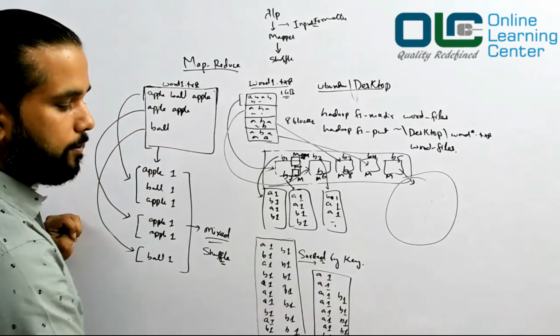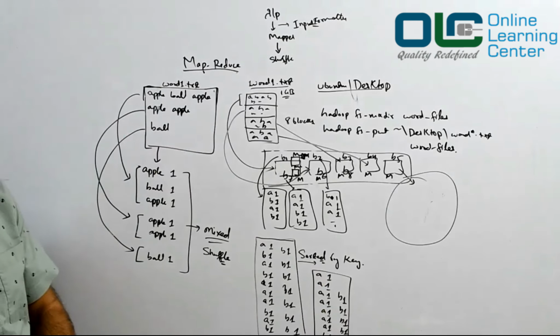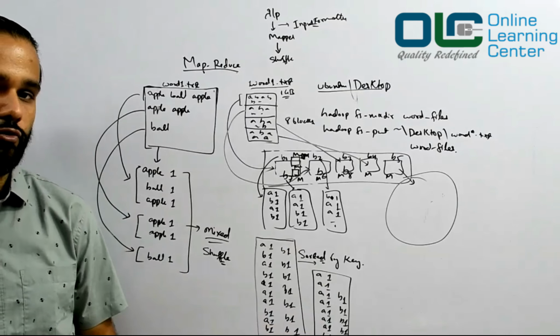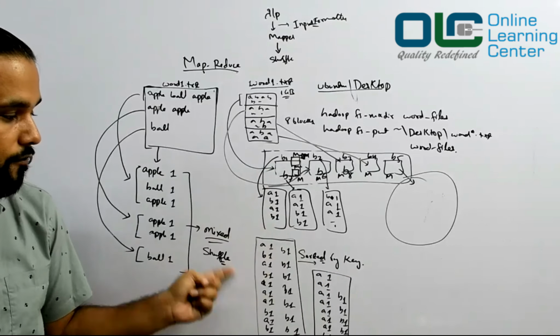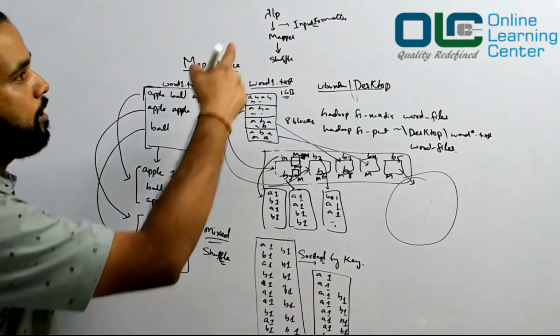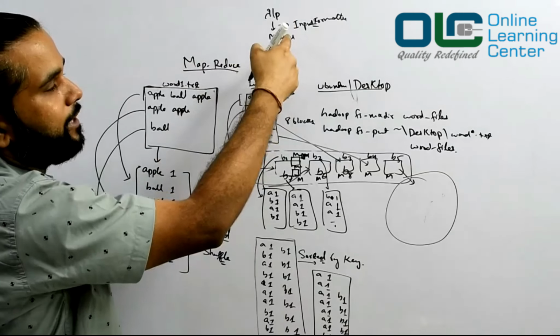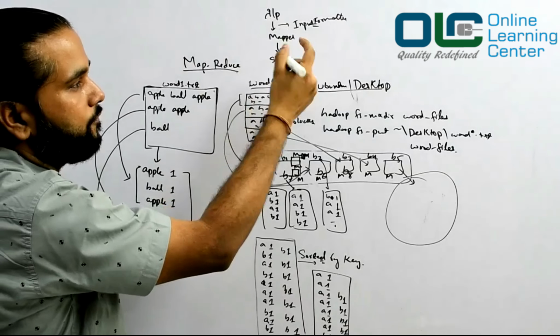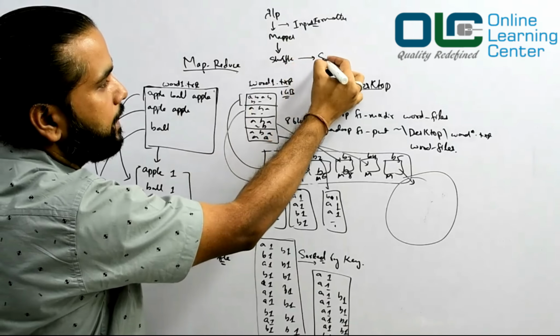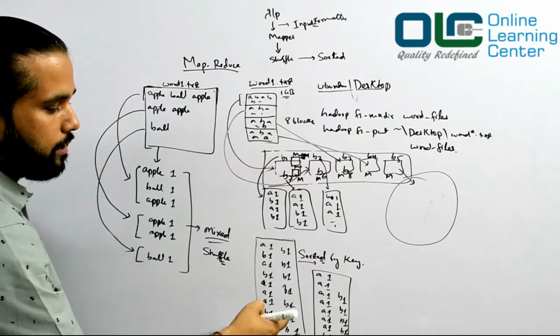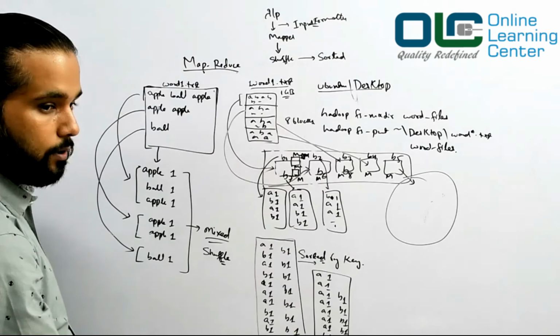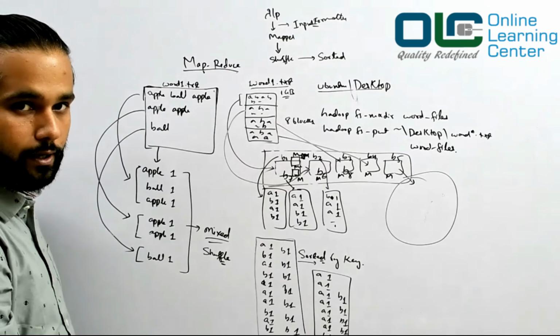All apple will be first, followed by ball, then cat, then dog, and so on, right? The data was shuffled, and then the data was sorted. So input went to mapper, output went to shuffle. After shuffle, the data was sorted. So once the data is sorted, all you get is apple 1, apple 1, apple 1 first, followed by ball 1, ball 1, ball 1, and so on.